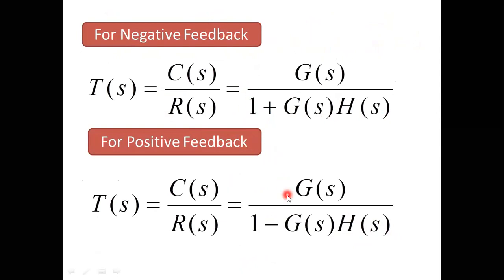What would be the difference in these two equations? The difference is very easy. For negative feedback, it is 1 plus G(s)H(s), and hereby the overall gain is reduced because the denominator term is higher. For positive feedback, the overall gain will be high as compared to negative feedback, because in the denominator it is 1 minus G(s)H(s). The denominator term is less, so the overall gain would be high. So this is the case of negative and positive feedback.